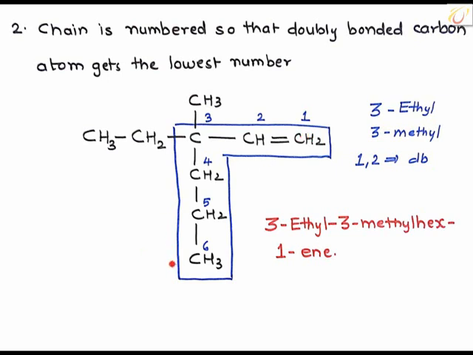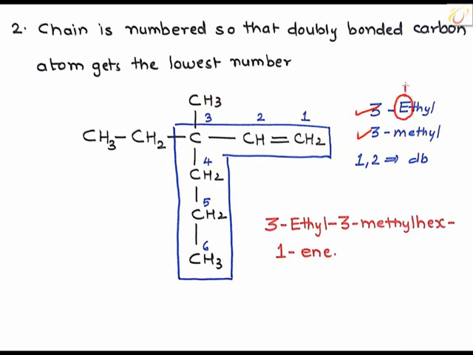If the chain is numbered from the lower side, 1, 2, 3, 4, 5, the double bonded carbon will get locant 5. So out of 1 and 5, 1 is the lower number. So obviously the chain has to be numbered from the right hand side. What will be the IUPAC name of this compound? Carbon number 3 has one methyl substituent and one ethyl substituent. Out of M and E, E is alphabetically preferred.